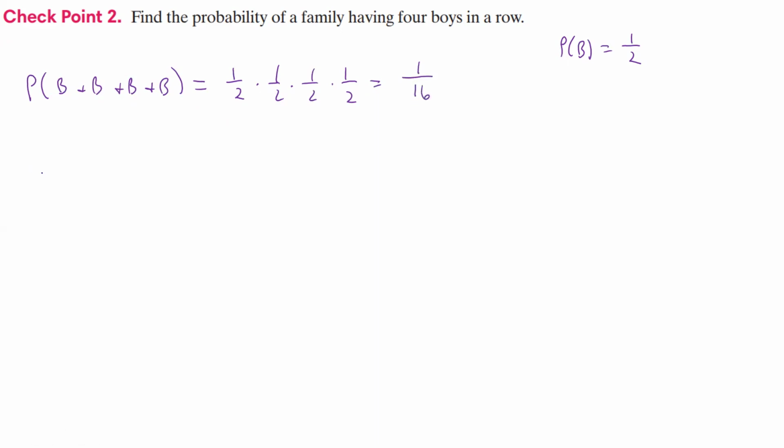What if I had asked instead, what's the probability of a girl and a girl and a girl and a girl? Well, guess what? The probability of a girl is also 1/2, so it's going to be the same thing. It's going to be 1/16. So it doesn't matter in this one which way you go, all boys or all girls, both of them are going to give you the probability of 1/16.